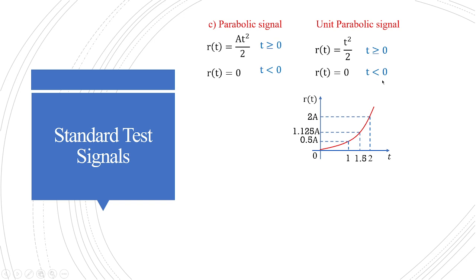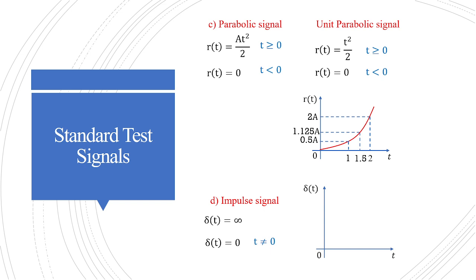Whereas a special case is called the impulse signal, denoted by delta of t. When you plot this graph, you are going to see that delta of t is equal to 0 for t not equal to 0, and delta of t is equal to infinity for t equal to 0. So this is how the impulse signal is framed. We are going to see the importance of impulse signals in our coming classes. As of now, remember that it's a kind of high amplitude signal for t equal to 0. So these are the standard test signals.